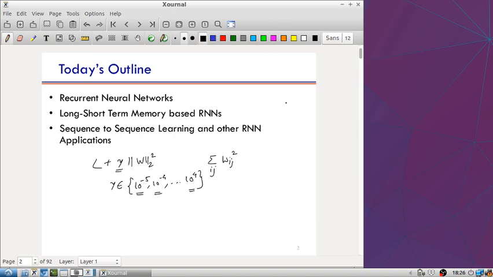Okay, so today we're going to look at recurrent neural networks and long short-term memory based recurrent neural networks, and sequence to sequence learning. Where are they used? Generally these class of problems are called sequence to sequence learning problems. Actually, the hyphen should not be here, it should be here. Long short-term memory.